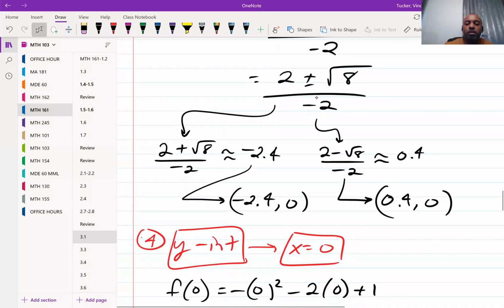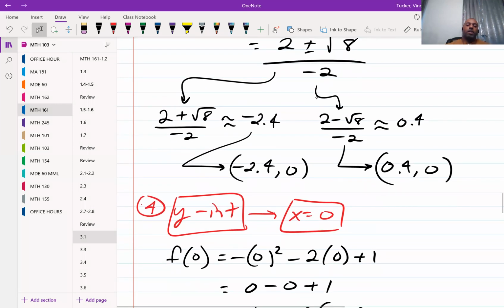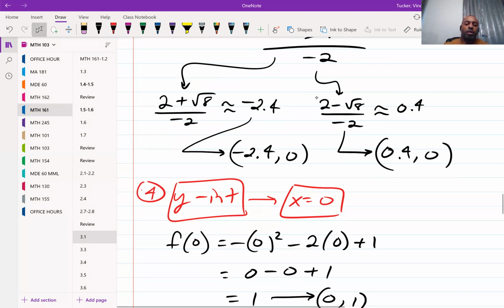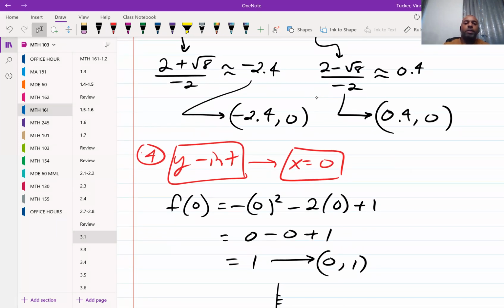All right. So next one, we let x be equal to 0 because we're finding our y-intercept. So you plug in 0 for x, and you get (0, 1).